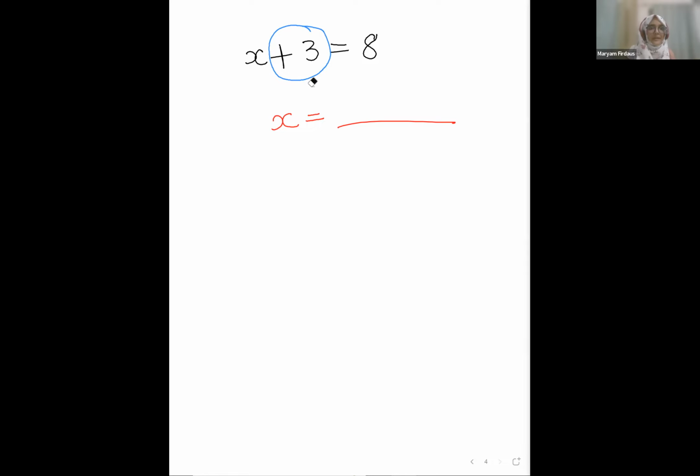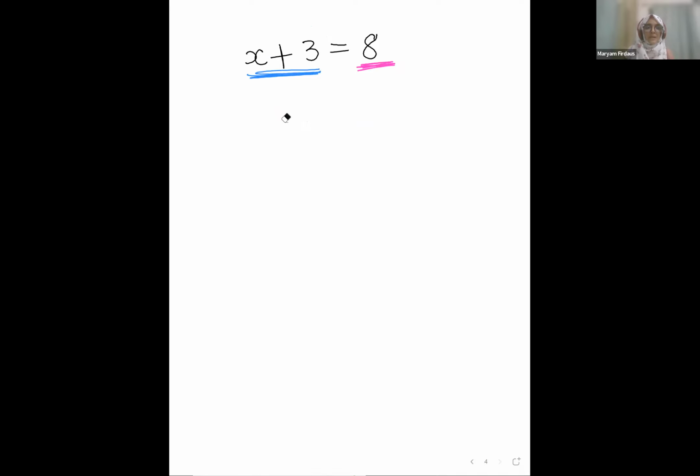Now, tell me, we want to find out the value of x, right? So will it help if I add some number on the left hand side? This is my left hand side, and let's say this is my right hand side. Will it help if I add some number on my left hand side? Let's say if I add 1 to both of the sides, will it help? No. Okay, we'll come to that later.